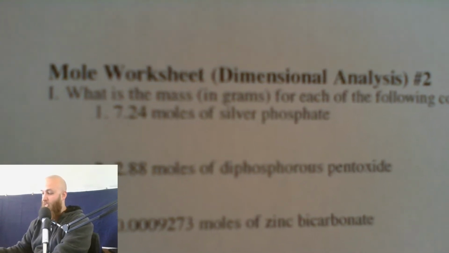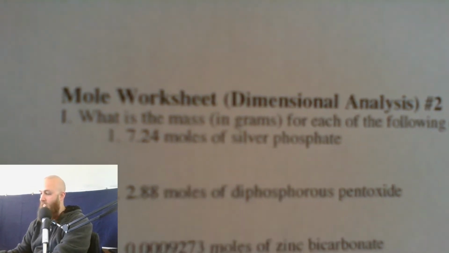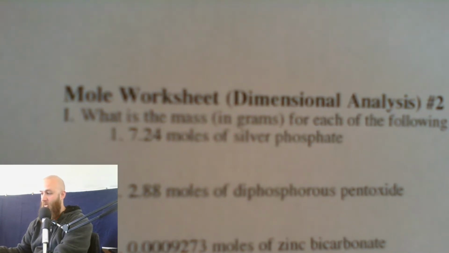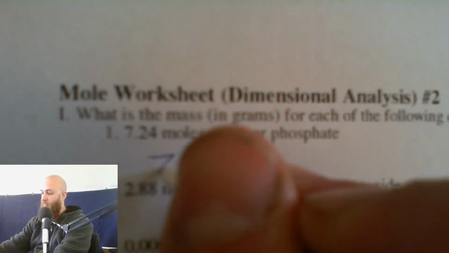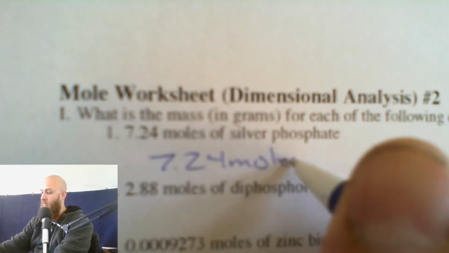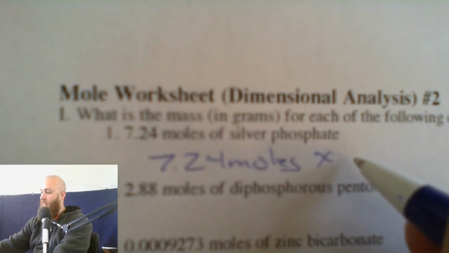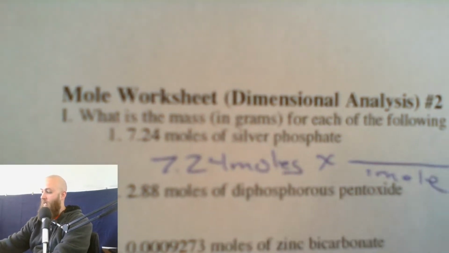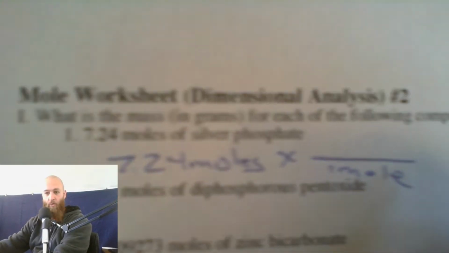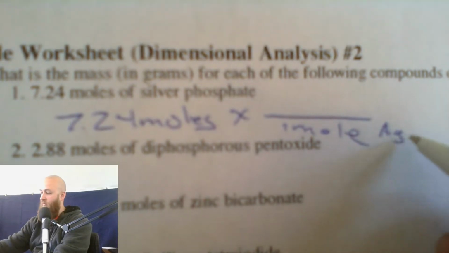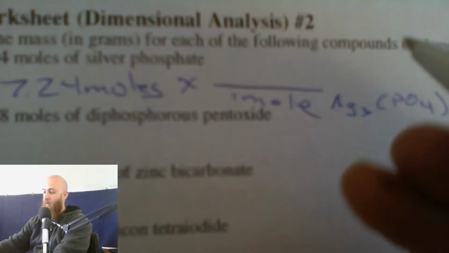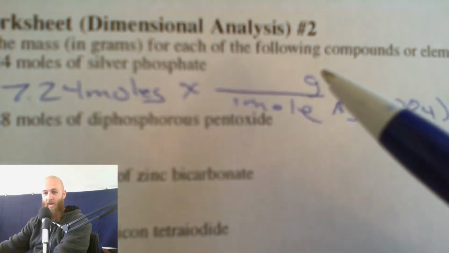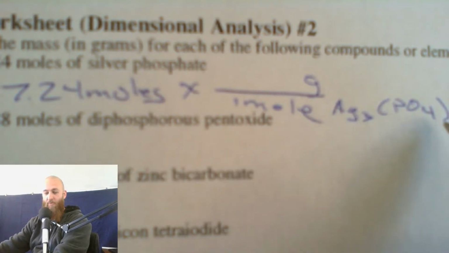Okay, the first one says, what is the mass in grams? Okay, not too bad. So it looks like we have 7.24 moles. So I'm going to do 7.24 moles, and I want to know the mass in grams. I get rid of moles, just cancel that out. And it looks like it's for silver phosphate. So I'm going to do the formula here just as a quick review. It's Ag3PO4. All right, that is the formula there. Now, what you put up here is the mass of all these elements from the periodic table.